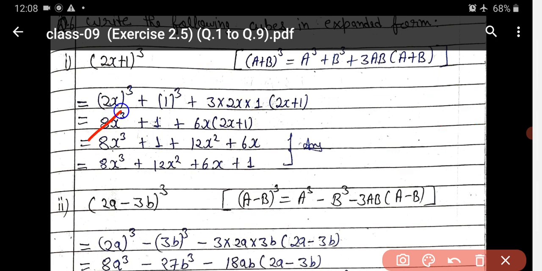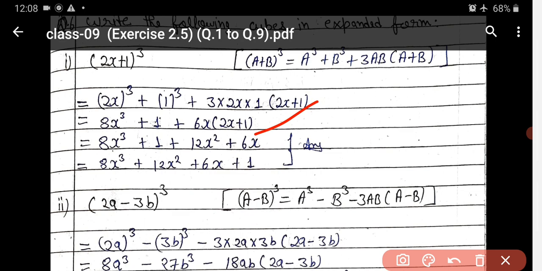Now just solve: 2 cube is 8, x cube, so 8x cube; 1 cube is 1; 3 2s are 6, it becomes 6x, then 2x plus 1. Now simply multiply: 6x into 2x gives 12x square, 6x into 1 gives 6x. Finally you get 8x cube plus 12x square plus 6x plus 1, it is also the correct answer, okay. That one, first one, you write.